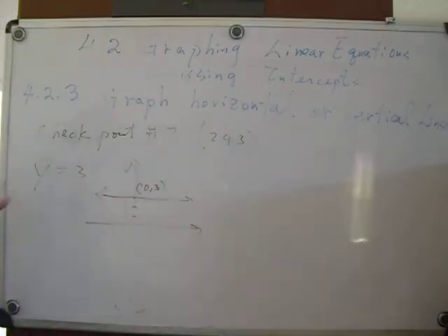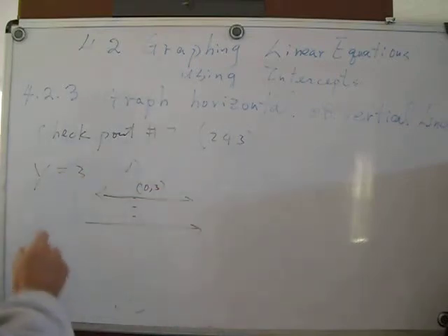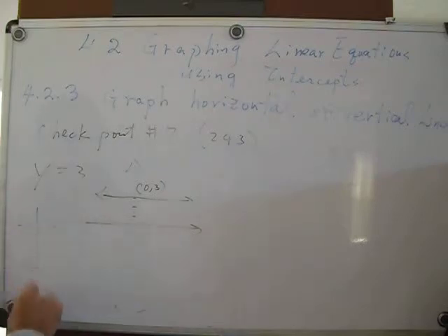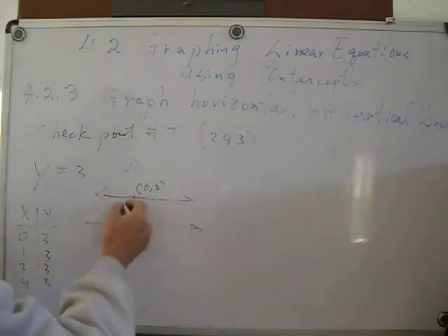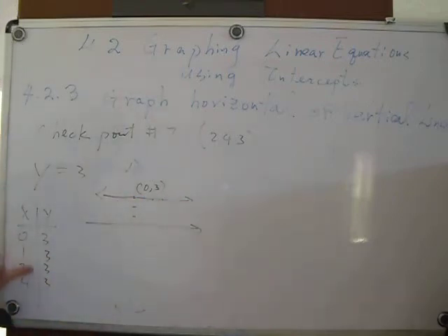This kind of line, you don't need to build a table or anything like that. Just find your y-intercept and draw a horizontal line. If you want to build a table, for any x value, y will always be 3. So 0, 3; 1, 3; 2, 3; 3, 3; 4, 3; negative 1, 3. If you want to build a table, it should be like this, because x can be anything. Y is always 3. This is our example, checkpoint number 7.